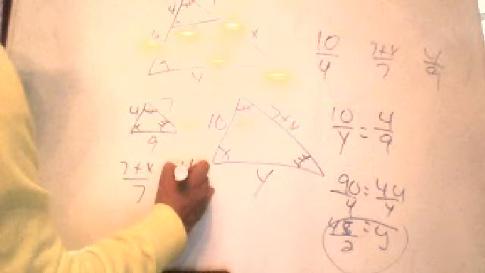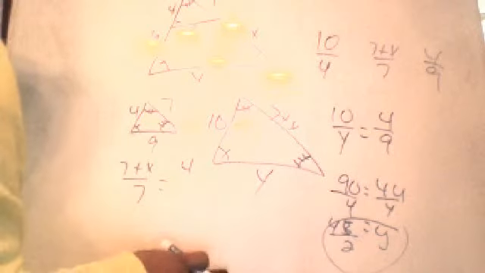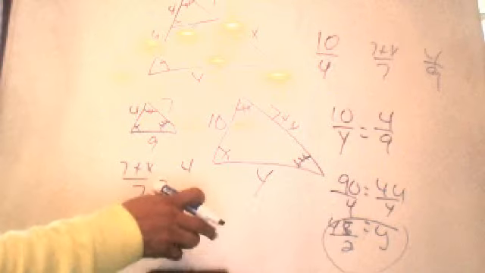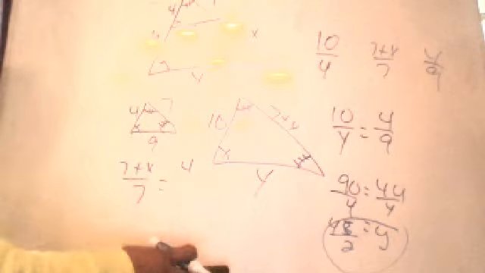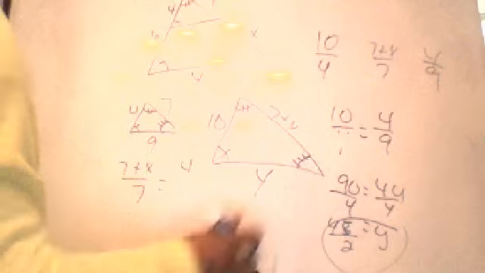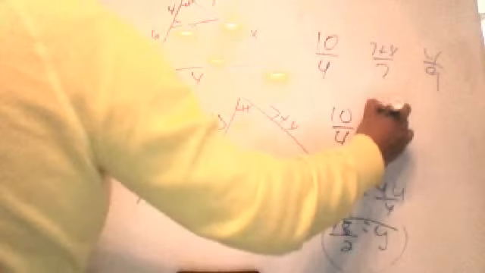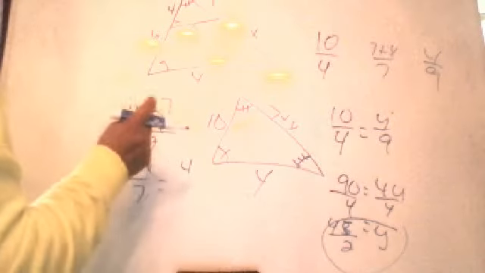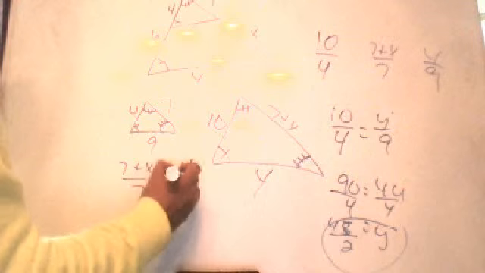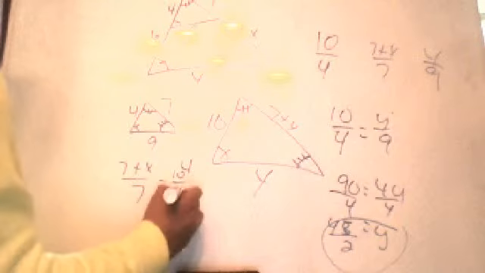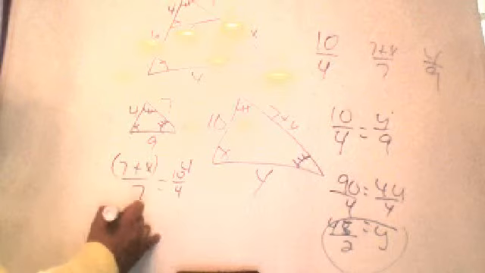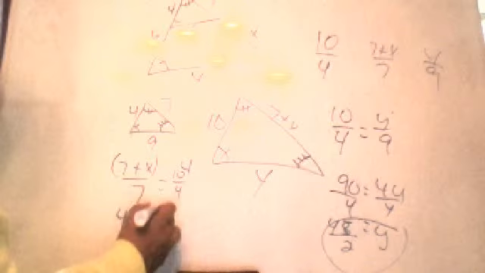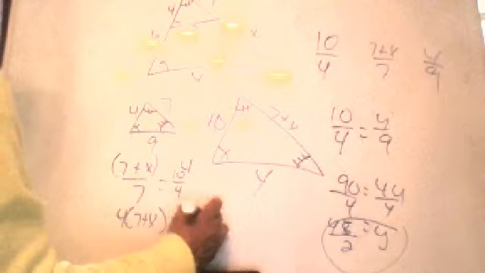Oops. Actually, I did this wrong. This should have said 10 over 4 equals y over 9, which gives me the same thing, because this is my 4 and that's my y. So I get 7 plus x over 7 is equal to 10 over 4. And I do cross multiplication. Now remember, this is protected. 4 times 7 plus x equals 7 times 10, which is 70.